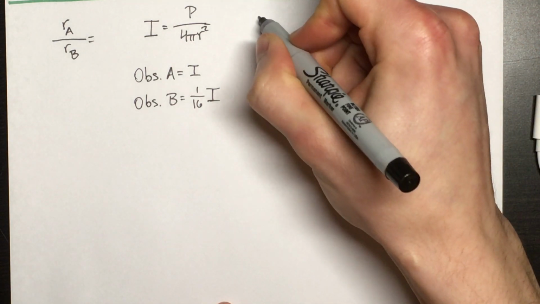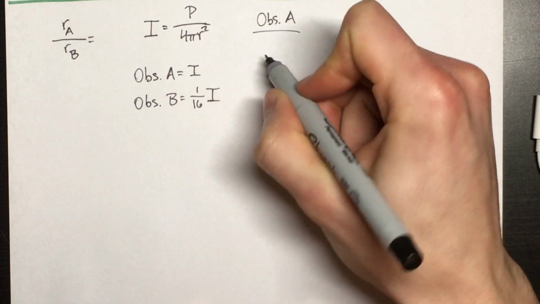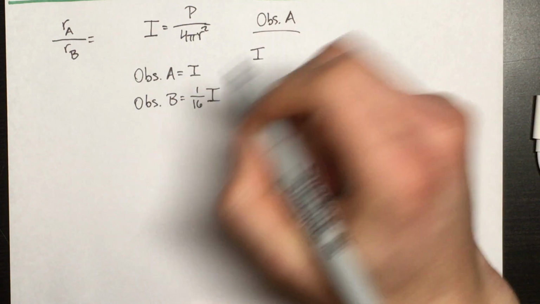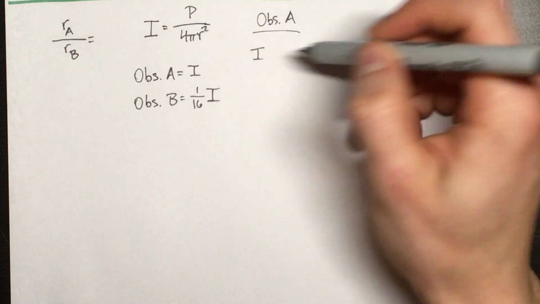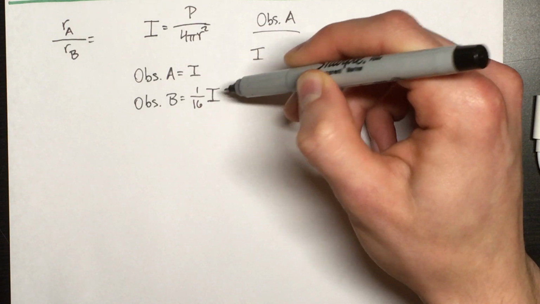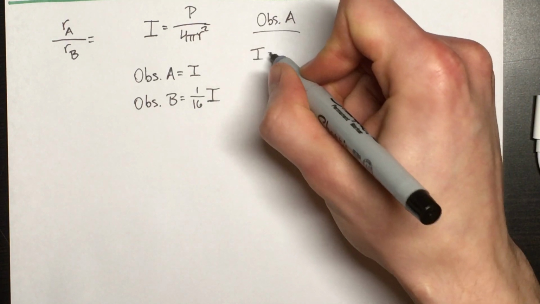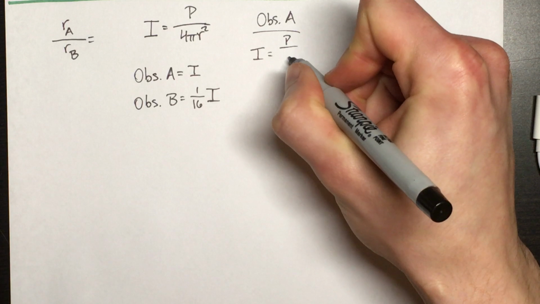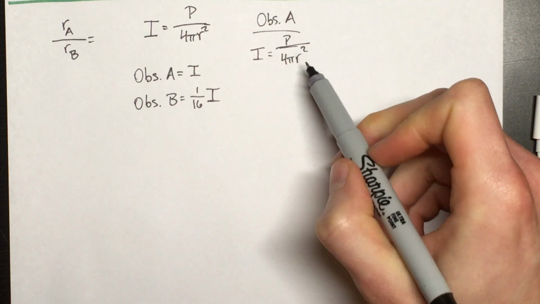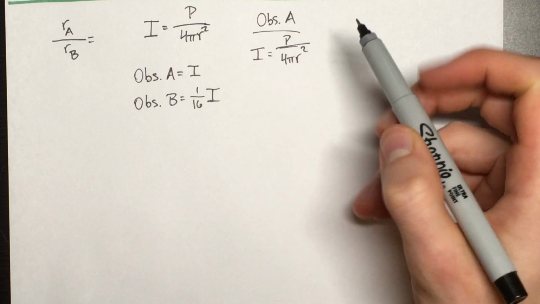So for observer A, we have I, that's the intensity here. We just assign the variable I. Again, it doesn't actually matter what the number is. It'll all cancel out in the end. It doesn't matter that we don't know the true magnitudes of these. What matters is just their ratio here. So I is equal to P over 4 pi r squared. Let's solve for r here, right? We want r in terms of all the other variables.